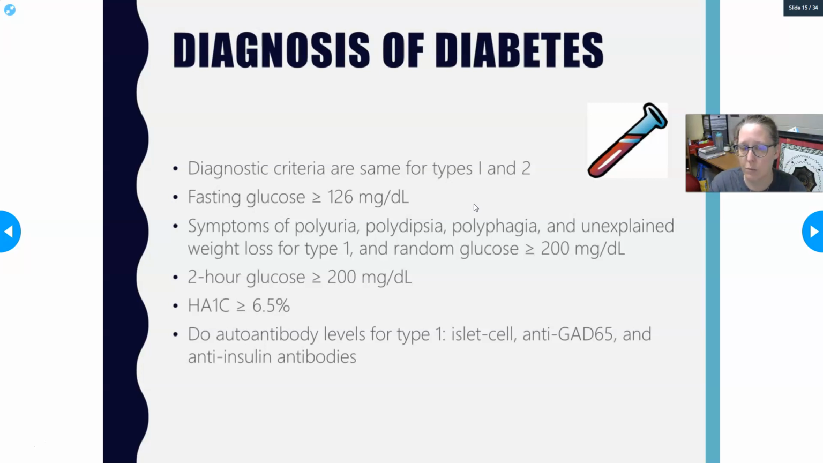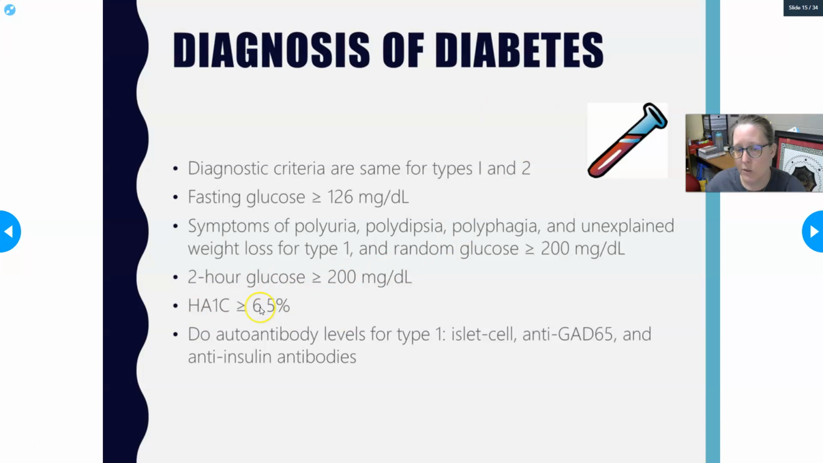You can do a 2-hour glucose, so that would be a glucose that is drawn post a load of glucose, or maybe you could possibly do a 2-hour postprandial also, but anyway, you have a known intake of glucose and 2 hours later their glucose is still above 200. It should be back down to normal, or at least below 140 if the patient is normal. If it's above 200, that's another criterion that can be used to diagnose diabetes.